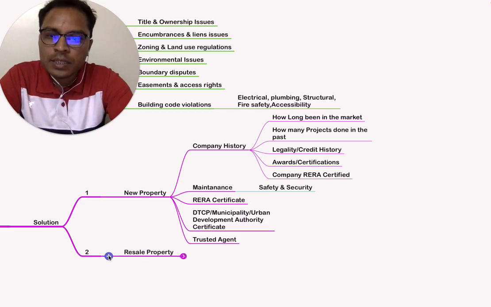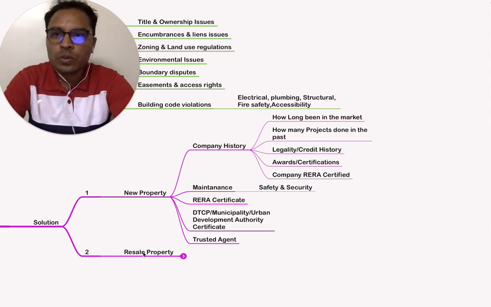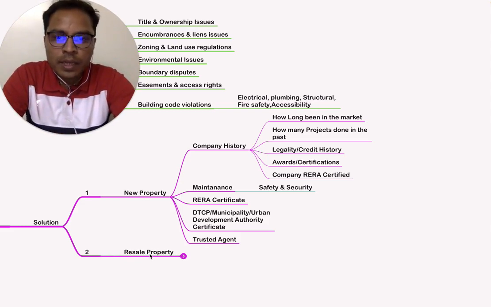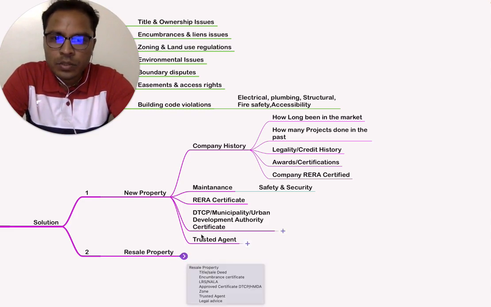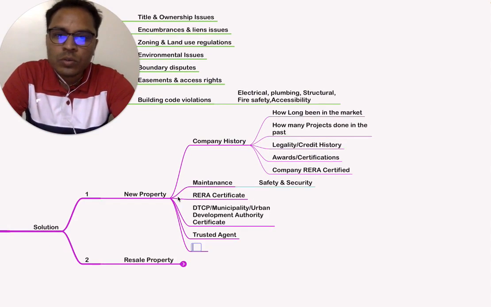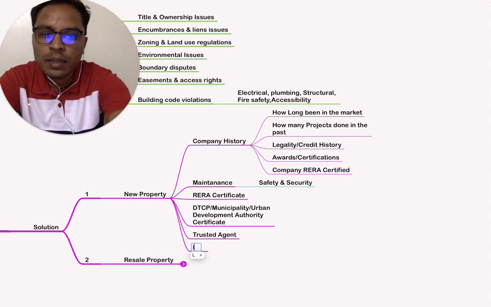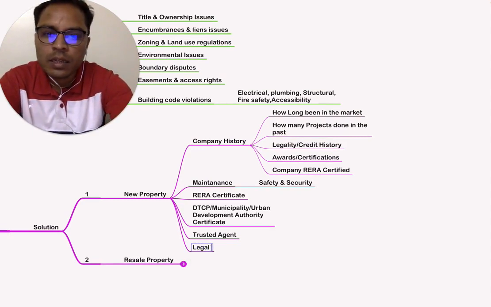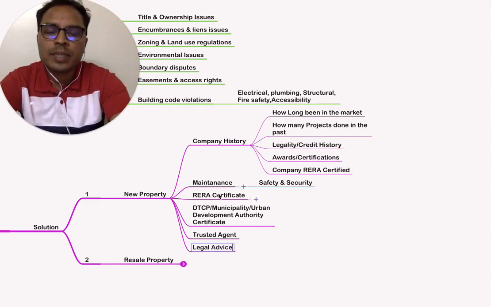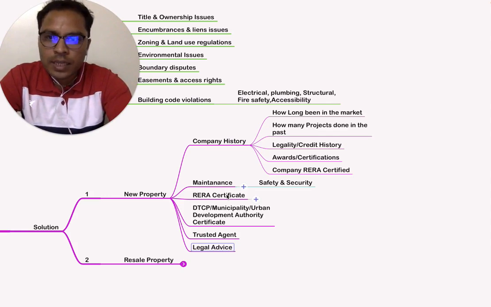Second, we'll discuss resale property: how to minimize or avoid resale property risk. Here I did not mention it for new property. If required, you can also go for legal advice, but mostly it is not required in my opinion, because the RERA certificate is already there. The project is under RERA, so there is nothing much to worry about.